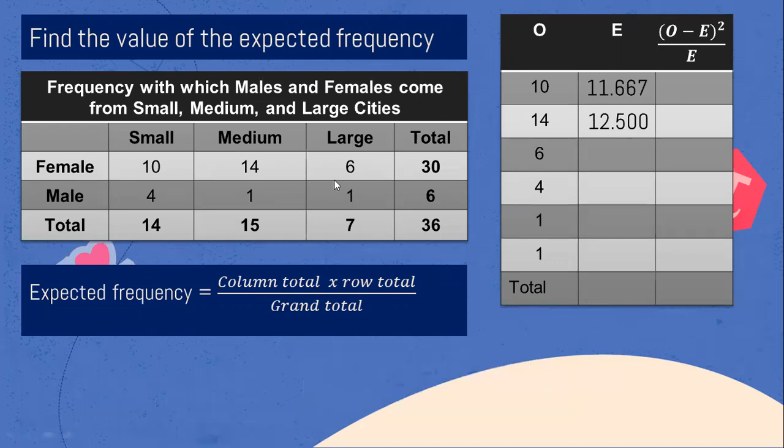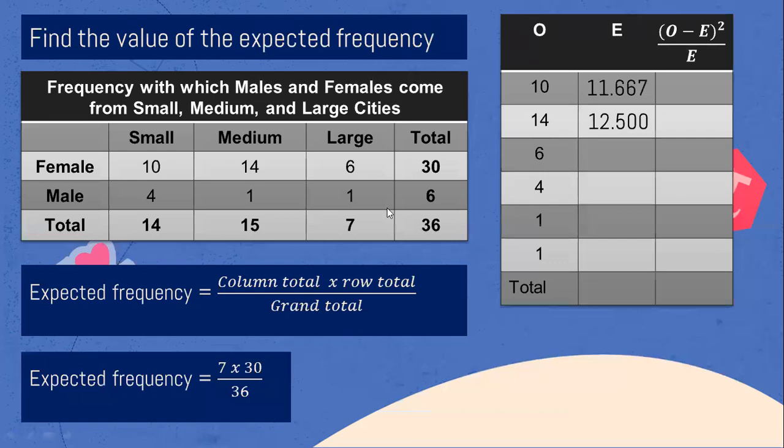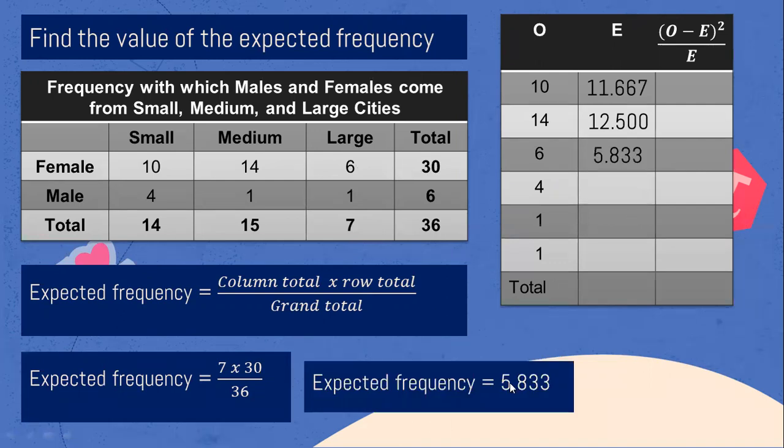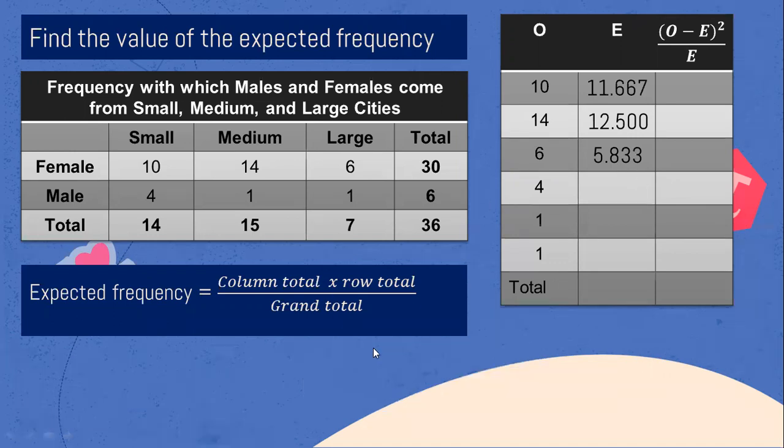12.500. Next, let's move on to females who came from large city. That is 6. What is the column total of 6? We have 7. Very good. What is the row total of 6? That is 30, and the grand total is always 36 in this example. Therefore, we multiply 7, the column total of 6, by 30, the row total of 6, divided by 36. And the answer is 5.833. Next one, we move on to the males who came from small city.